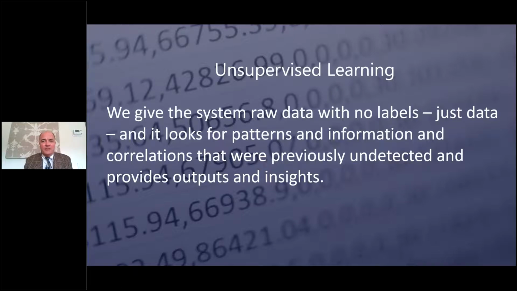Examples of that would be like the bank using data to do fraud detection. We used unsupervised learning in cracking the genetic code for COVID. And so that would be another example where we give it the raw data, and the unsupervised learning algorithms basically find correlations and find patterns that humans were unable to find.